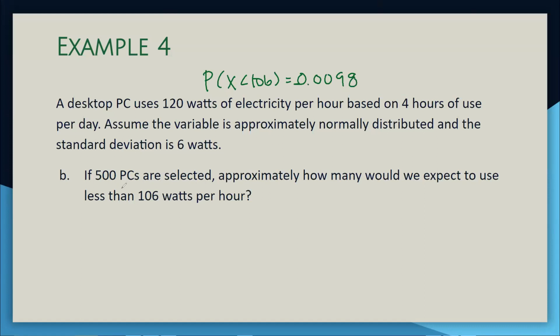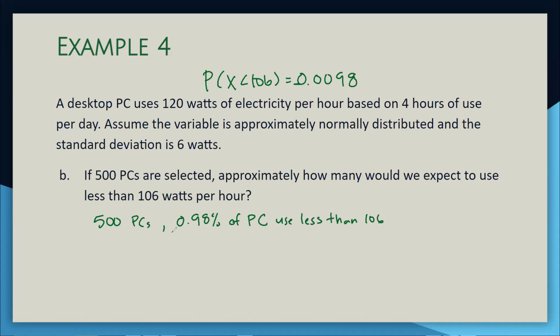And part B says, if 500 PCs are selected, approximately how many would we expect to use less than 106 watts of power? So this is neither a normal distribution question nor a central limit theorem question. It's saying we have 500 PCs. We know that if I move that decimal place over twice, 0.98% of PCs will use less than 106 watts per hour. And they want to know how many out of those 500 PCs meet that requirement.